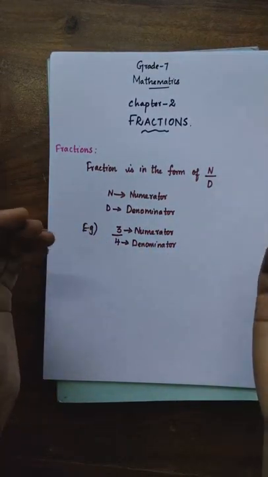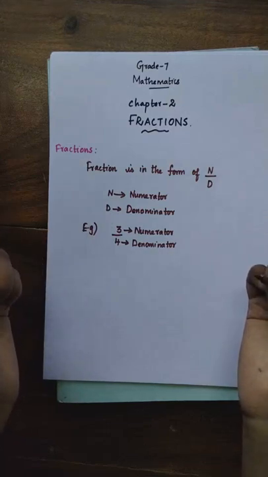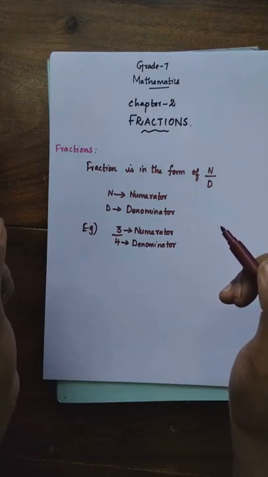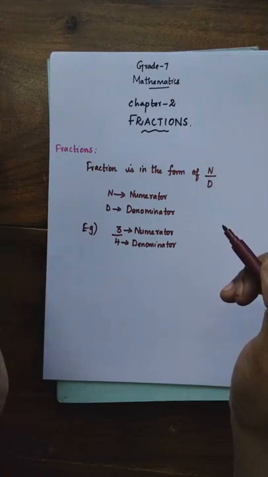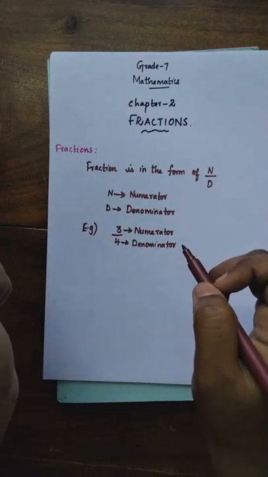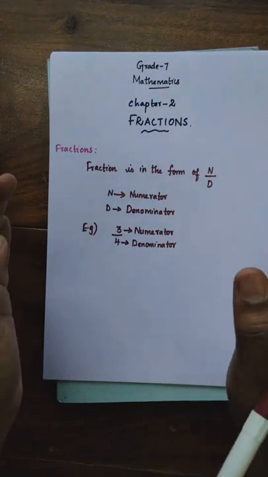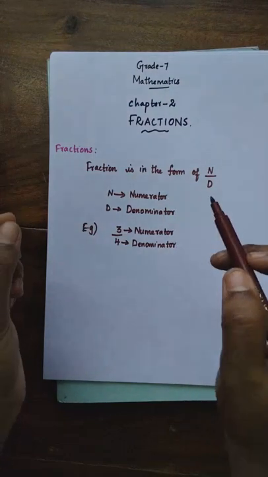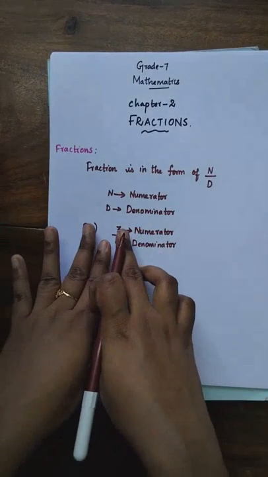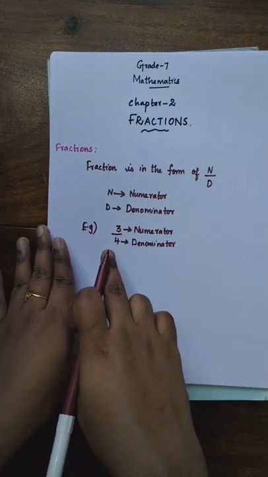Numerator means the top of the fraction. Denominator means the bottom of the fraction. Numerator spelling, denominator spelling. This is the definition of a fraction: a fraction is in the form of n by d, where n is the numerator and d is the denominator. Example: 3 by 4. Here 3 is the numerator and 4 is the denominator. Clear?